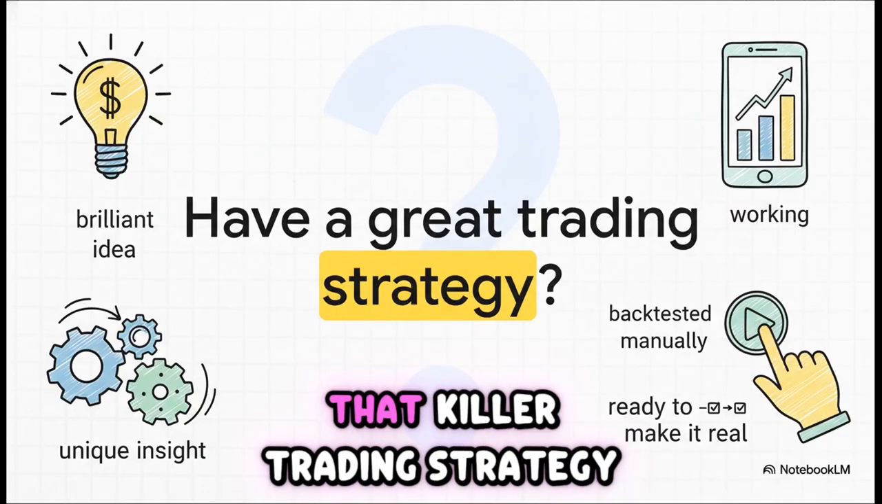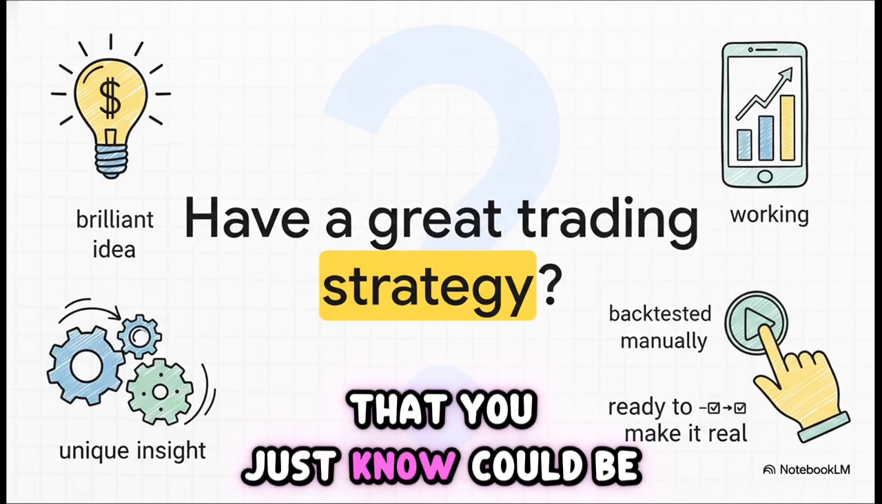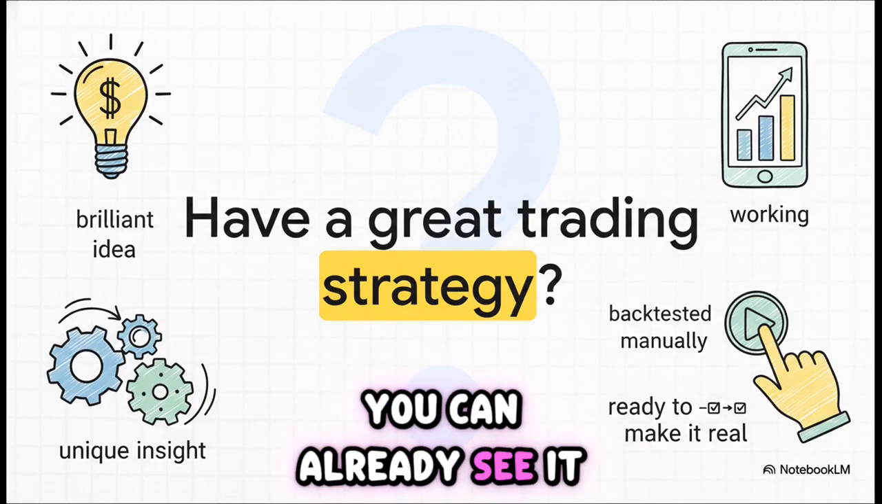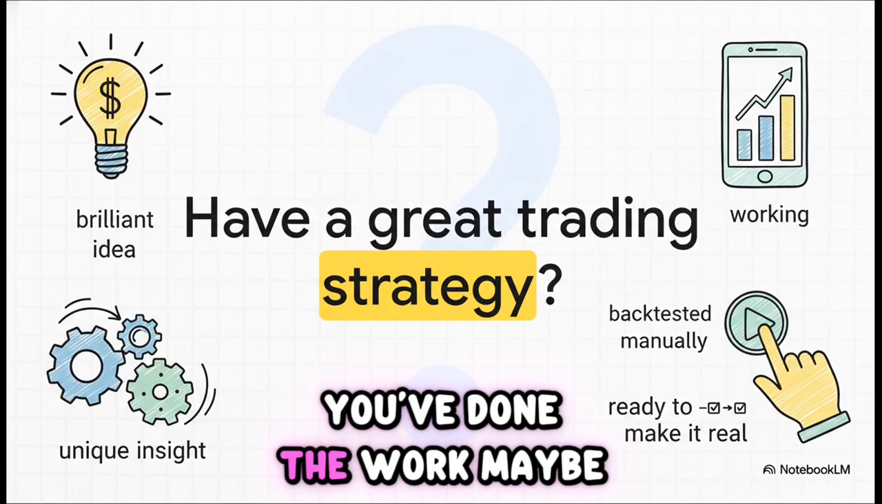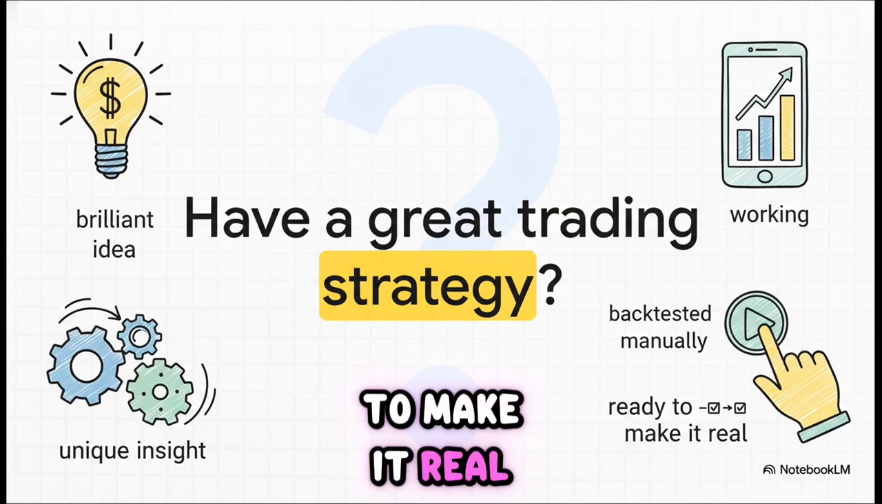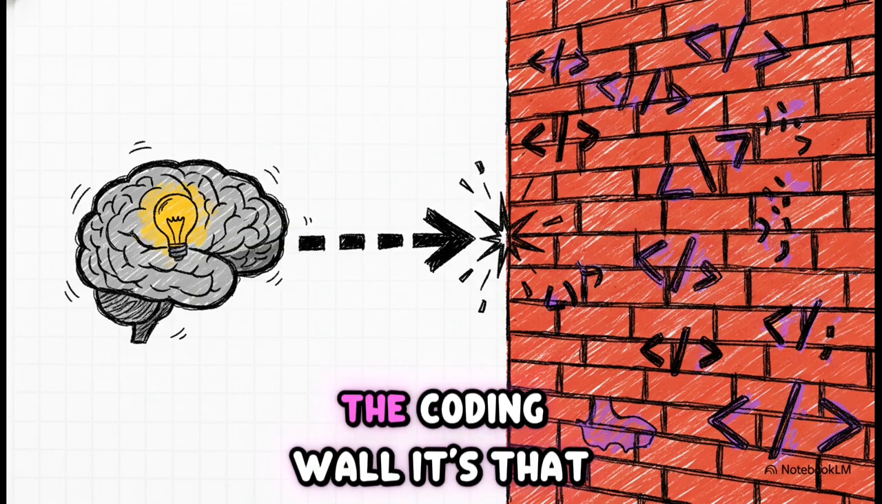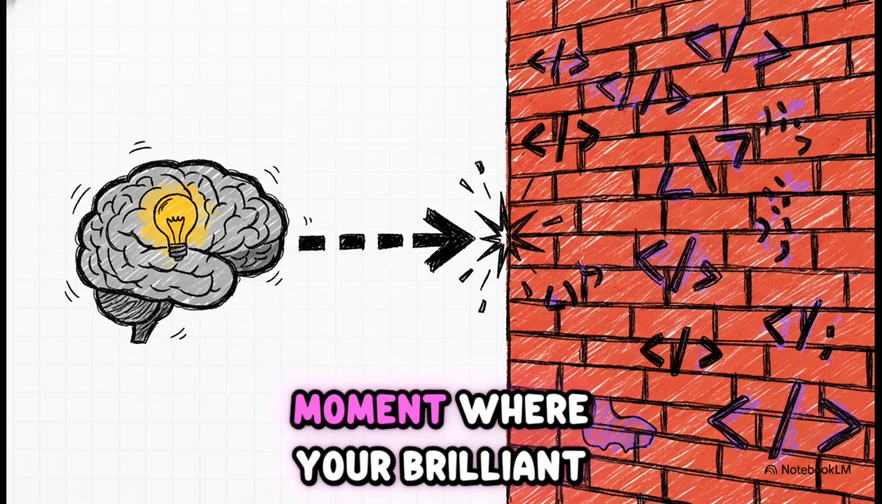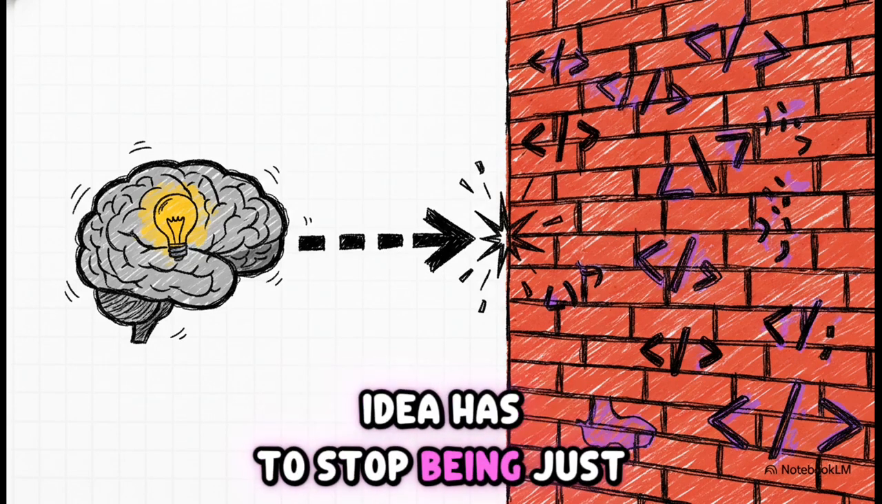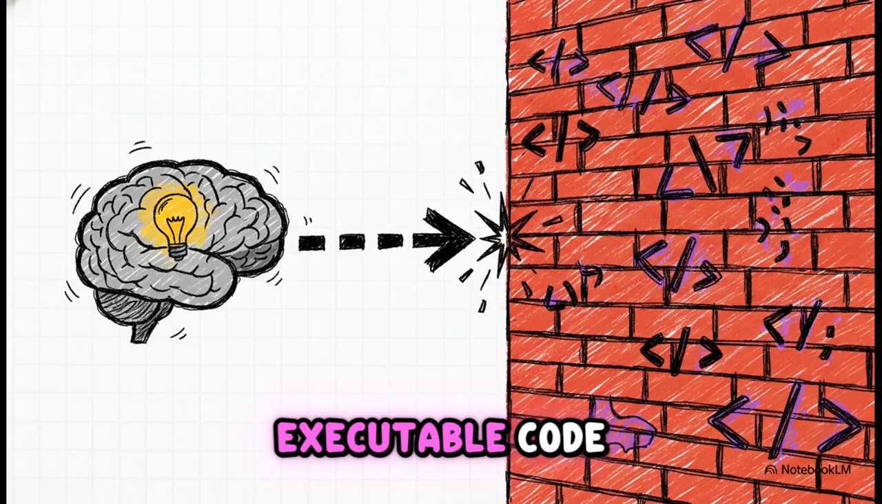Okay, so you've got it, that killer trading strategy, that unique little insight into the market that you just know could be a winner. You can already see it playing out in your head, right? You've done the work, maybe even back-tested it by hand, and you are just itching to make it real. And then, bam, you hit the wall, the coding wall. It's that moment where your brilliant idea has to stop being just an idea and become actual, functional, executable code.